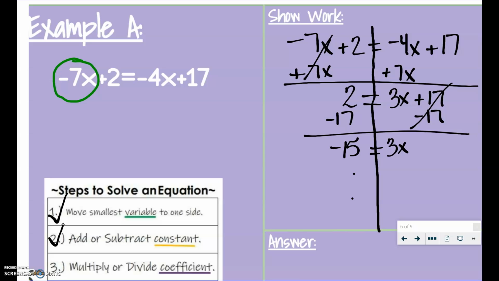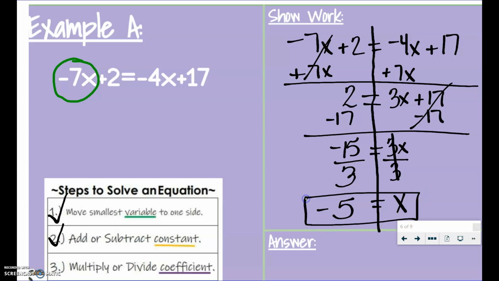Now I'm going to multiply or divide my coefficient. My coefficient is 3, so I'm going to divide by 3 on both sides. This cancels and leaves me with 1x or x, so negative 15 divided by 3 gives me negative 5. X is equal to negative 5.